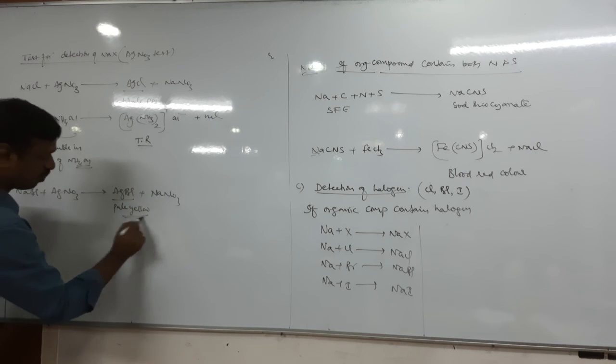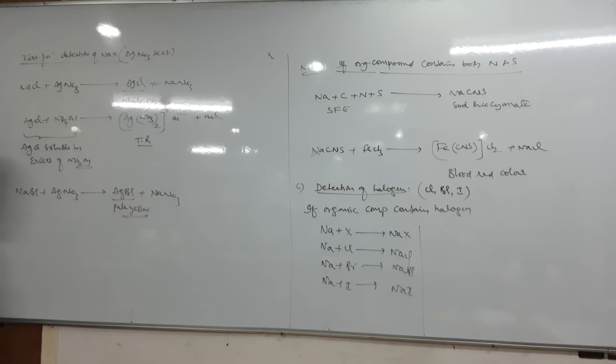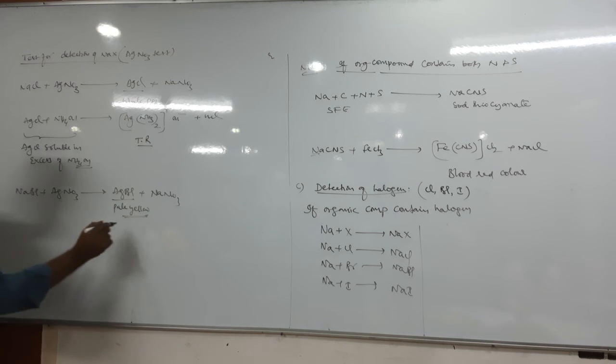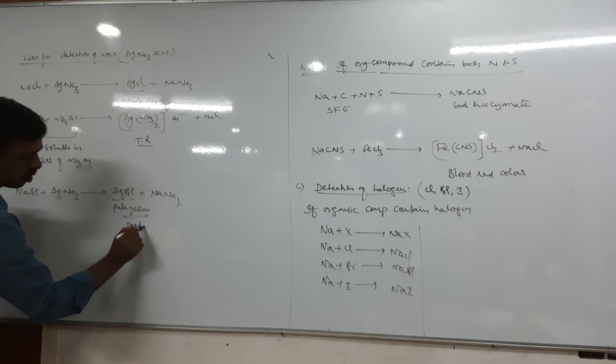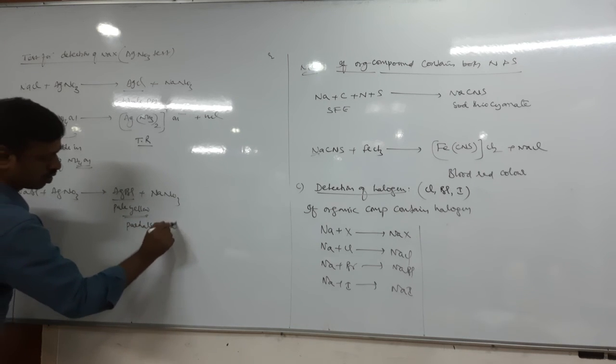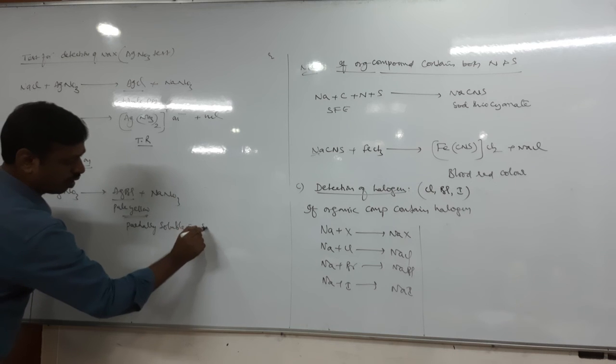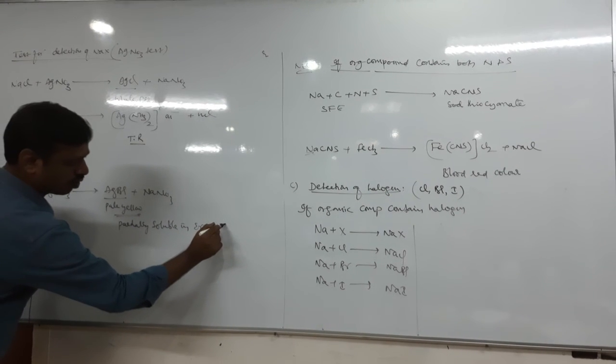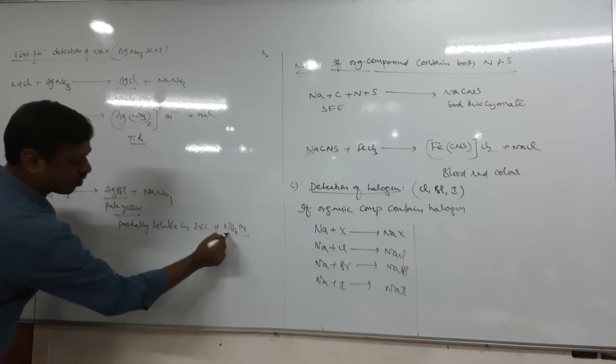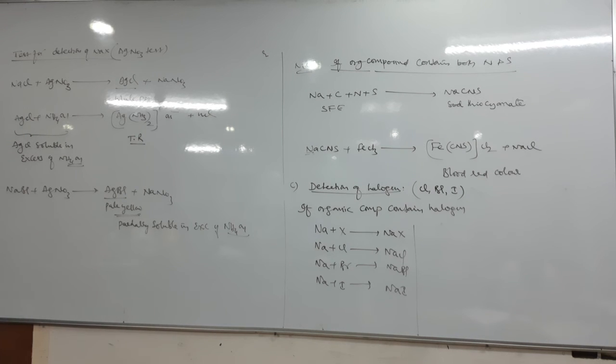Now tell me, this pale yellow precipitate, is it soluble in excess of AgNO3? It is partially soluble in excess of ammonium hydroxide. Okay, next, if there is iodine, sodium iodide also reacts with AgNO3, what does it form?